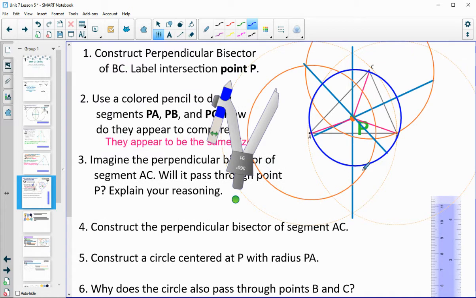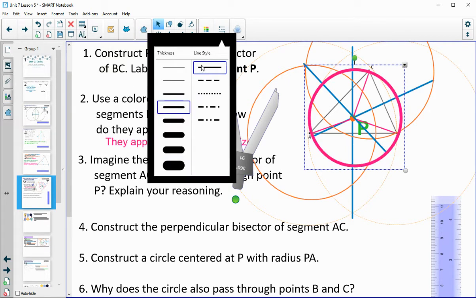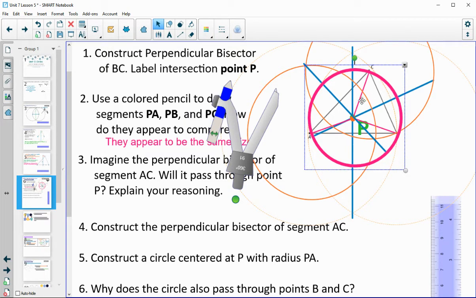Why does that circle also pass through B and C? Well, because PA is the same distance as PC is the same distance as PB. So these could all be radii of that circle that we just drew. So let me change its color and just change it to pink. That circle has all of these segments as its radius, so it's going to pass through B and C because they're the same distance from P.